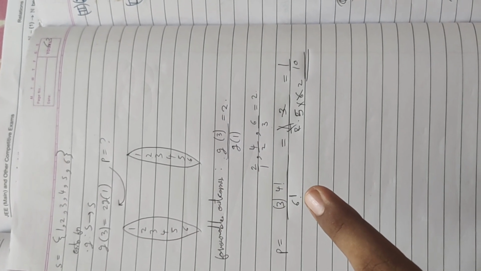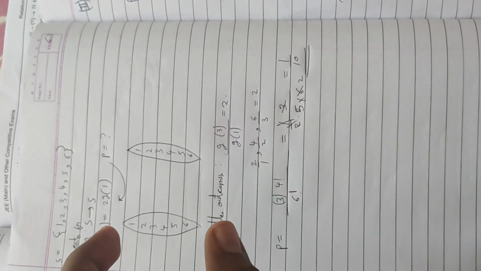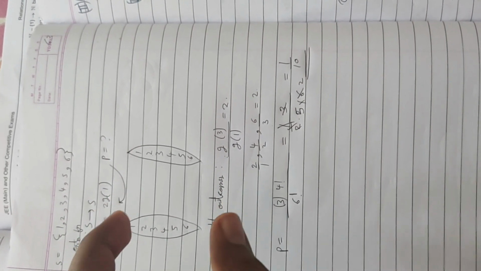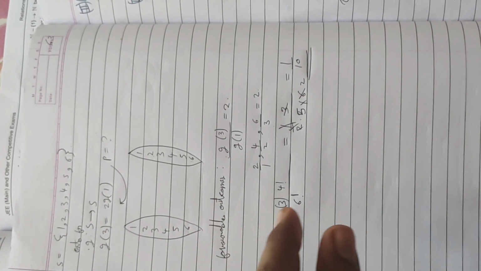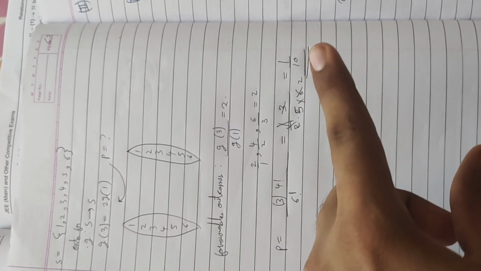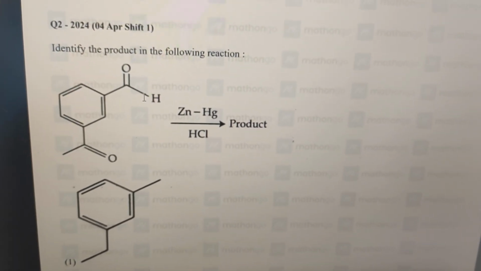total possible outcomes will be 6 factorial, because since there are 6 elements in total in both the individual sets, so 6 factorial functions are possible. So upon 6 factorial, this comes out to 1 by 10, which is the final answer. This is the next question.